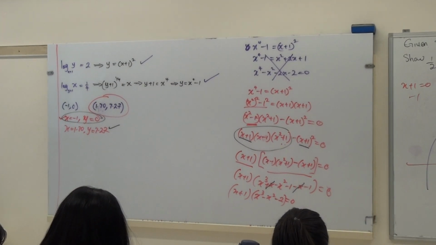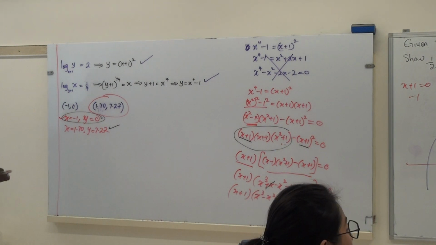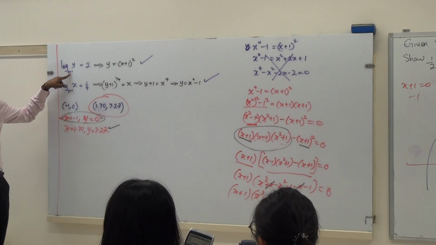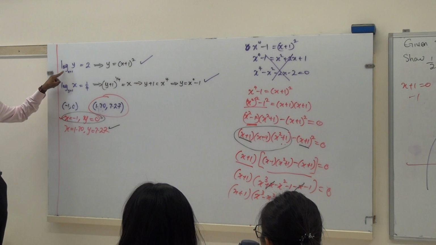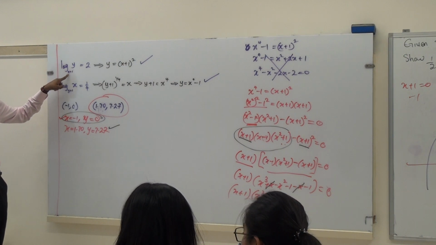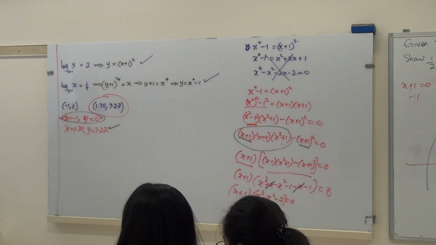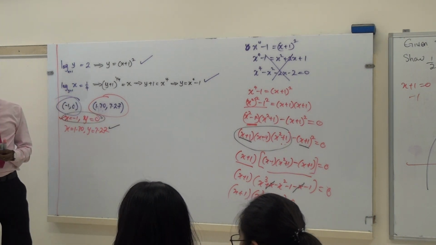Oh, no. Oh, I get it now. For the second one, right? The x cannot be negative. Yes. Even from the first one, x cannot be negative because it means the base is 0. That doesn't make sense. Alright? That doesn't make sense. So this is definitely not a solution. This is the only solution.